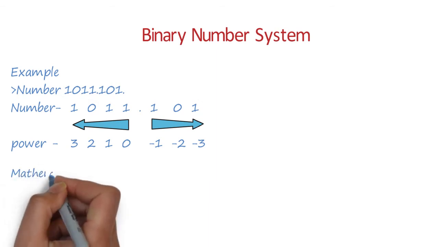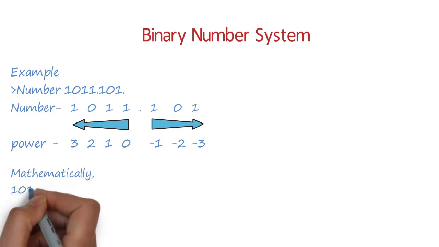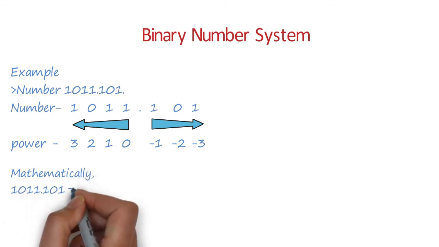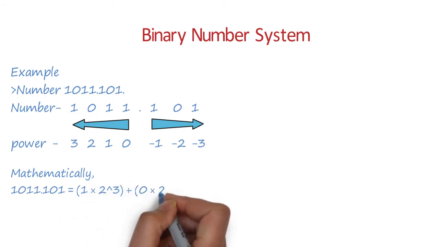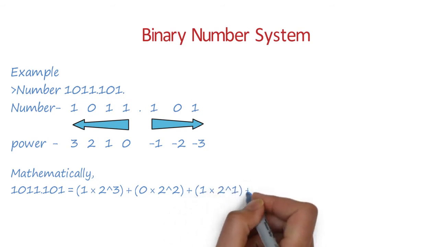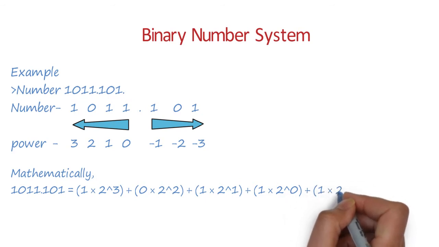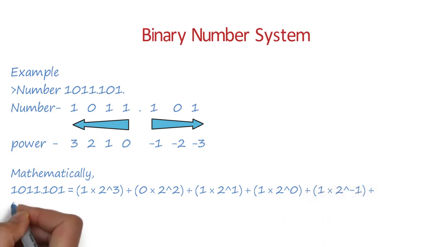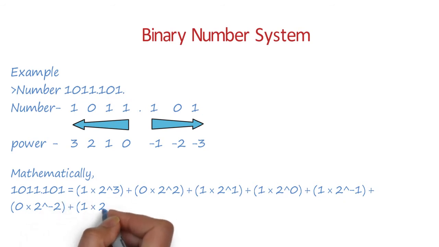So we can write this particular number to calculate its value like this: 1011.101 is equal to 1 into 2 raised to 3 plus 0 into 2 raised to 2 plus 1 into 2 raised to 1 plus 1 into 2 raised to 0 plus 1 into 2 raised to minus 1 plus 0 into 2 raised to minus 2 plus 1 into 2 raised to minus 3.